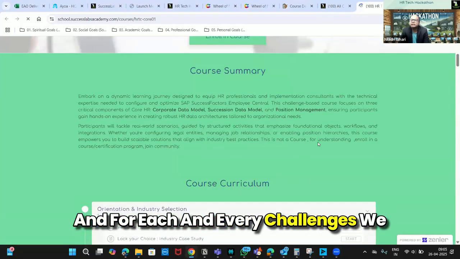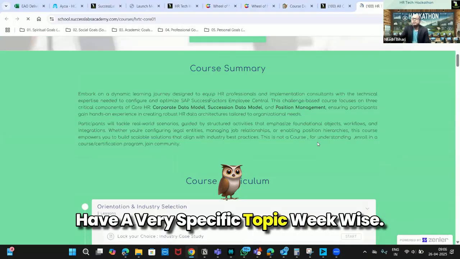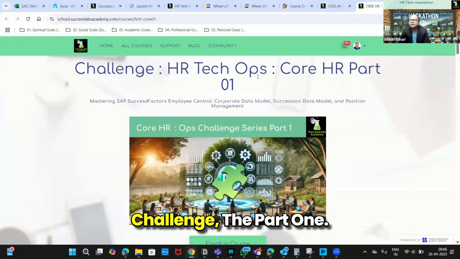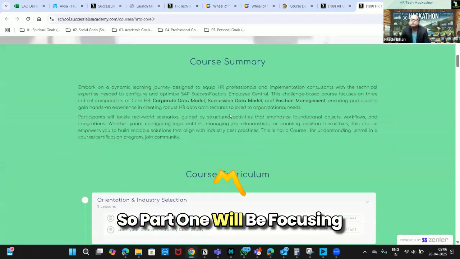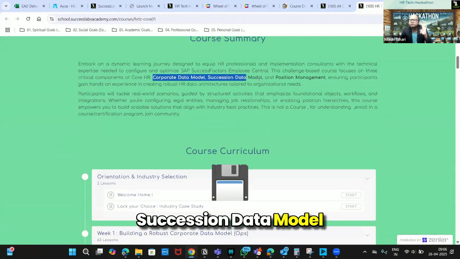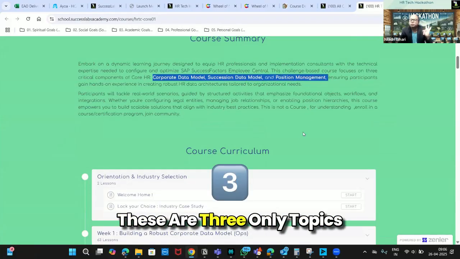For each challenge we have very specific topics, week-wise. If you talk about the HR technology operation challenge, part 1 will focus on 3 topics only: the corporate data model, the succession data model, and position management. These are the only 3 topics.